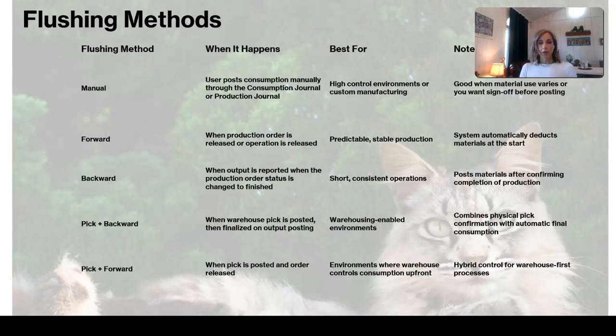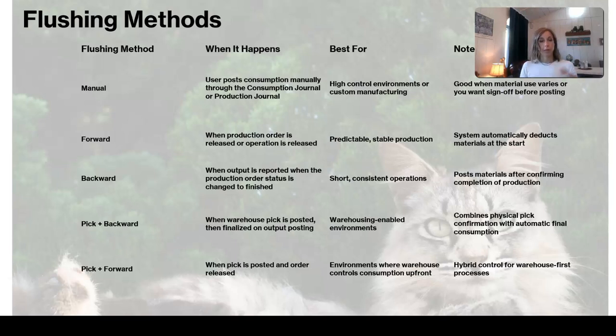The backward flushing is very similar, but this is when you have a released production order and you change the status to finished. So again, you've got predictable, stable production. This would be something consistent, so it's going to consume based on the expected quantity. You would want to make sure there's not a lot of variability in that.